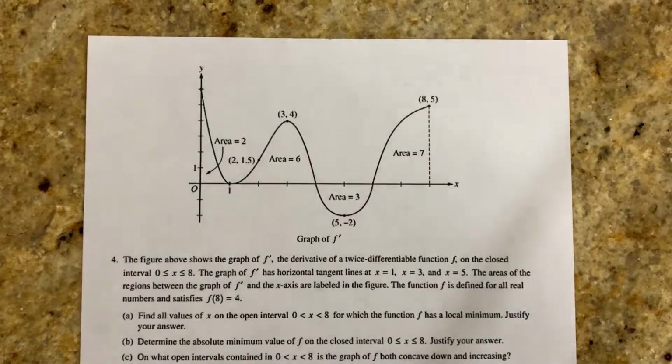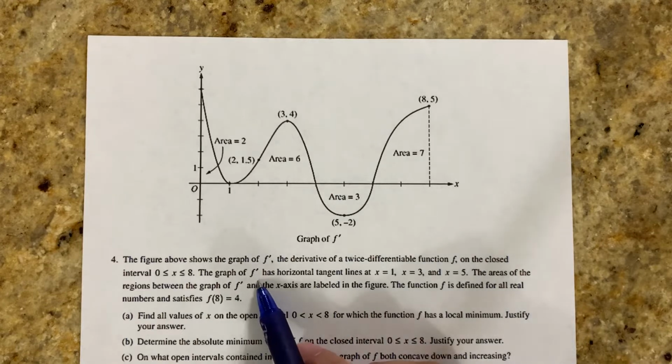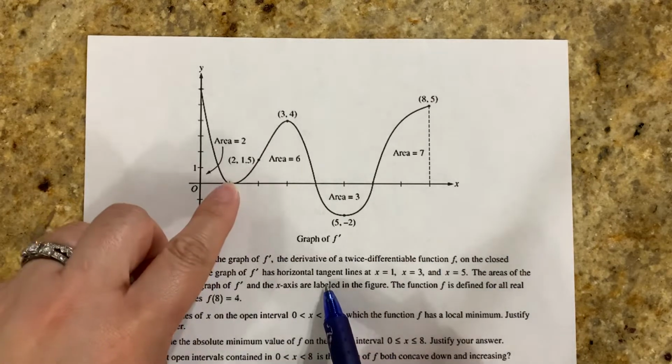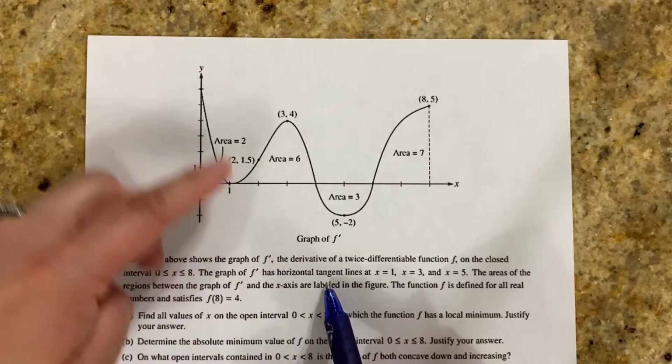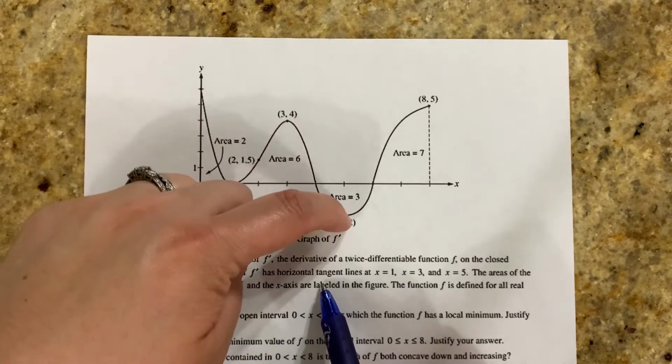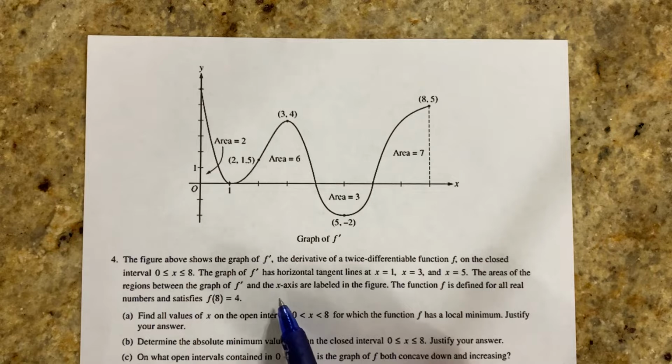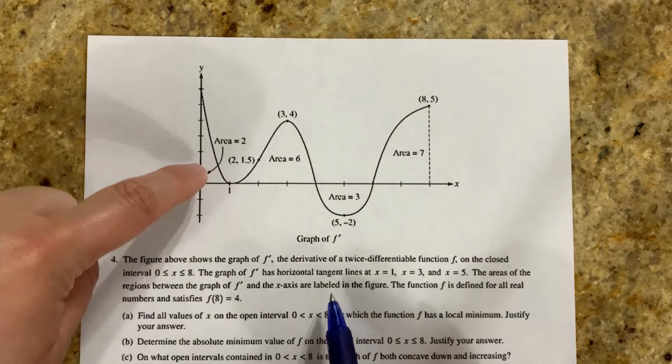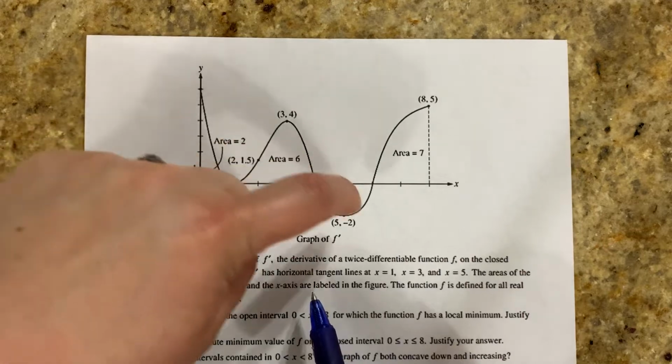This is 2013 FRQ number 4 in the non-calculator section. The figure above shows the graph of f prime, the derivative of a twice differentiable function on a closed interval between 0 to 8. The graph of f prime has horizontal tangent lines at x equals 1, which means that's a slope of 0, x equals 3, and x equals 5. The areas between the graph of f prime and the x-axis are labeled in the figure above. So this is 2, 6, 3, and 7.